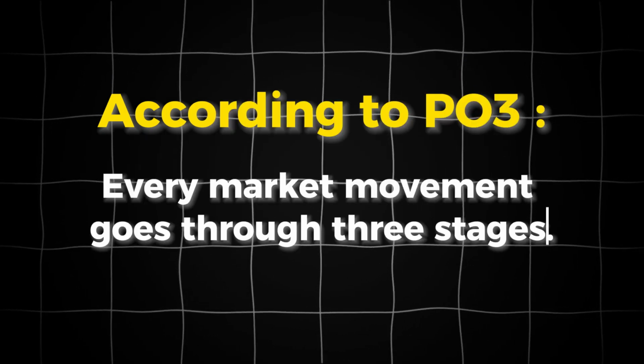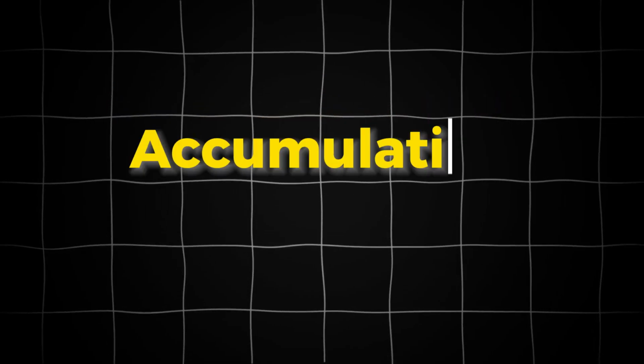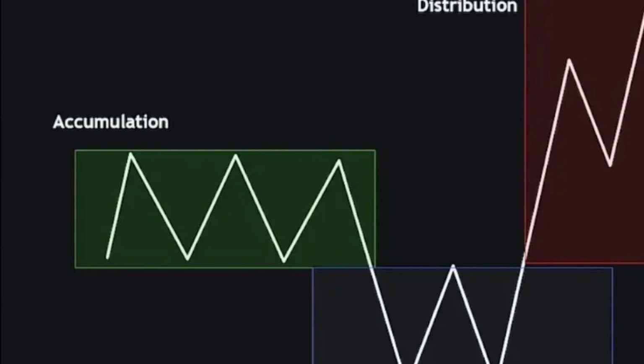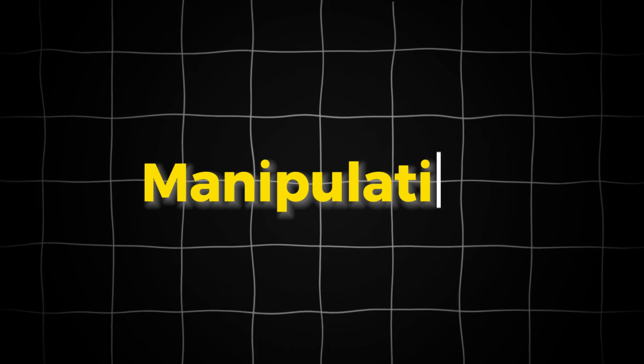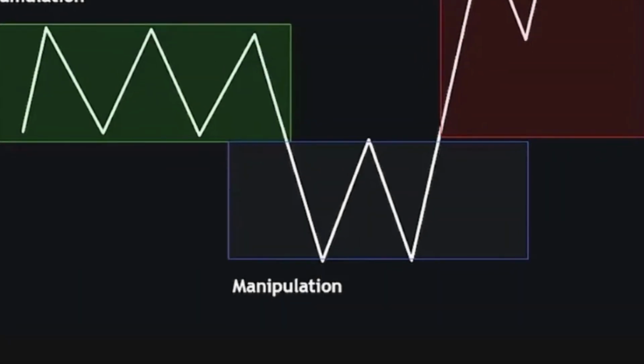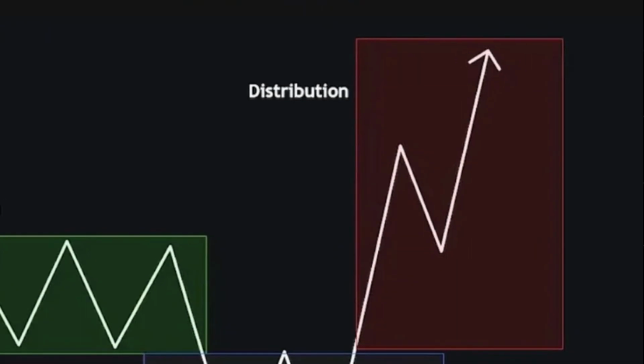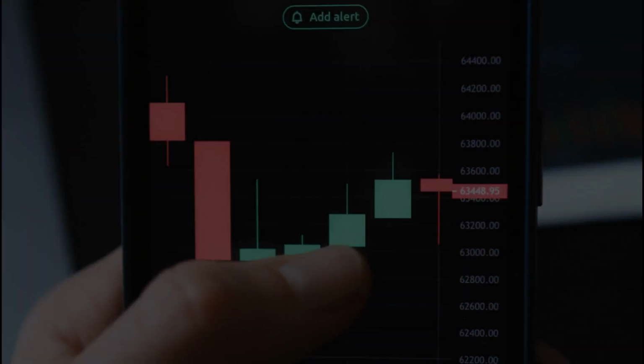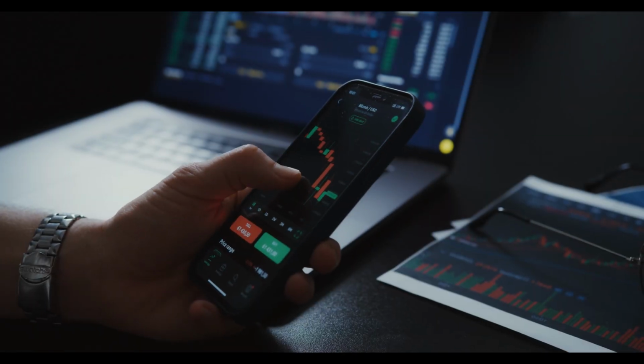According to PO3, every market movement goes through 3 stages: accumulation, consolidation. The market moves sideways as institutional traders, smart money, build their positions. Manipulation. The market is pushed in one direction, either up or down, trapping retail traders. Distribution. Smart money closes their positions, preparing for a market reversal. These 3 stages repeat across all time frames, from 15-second candles to weekly charts.